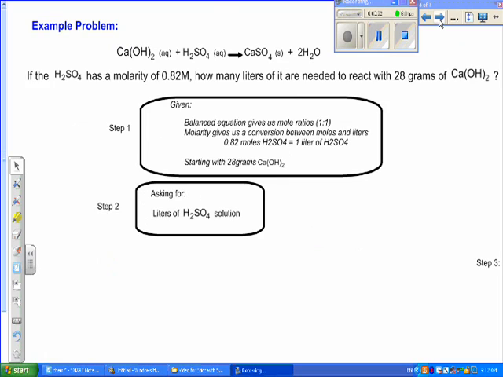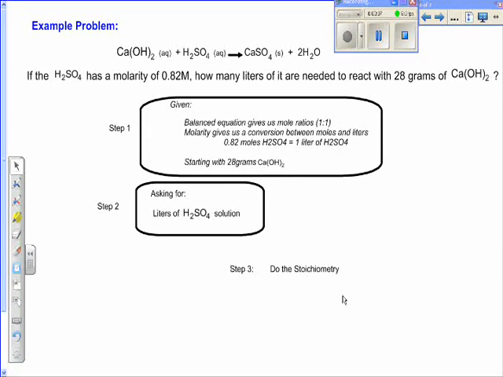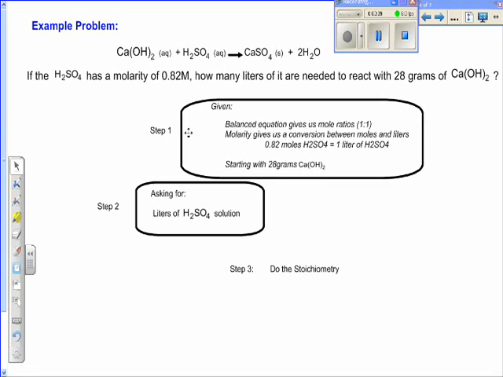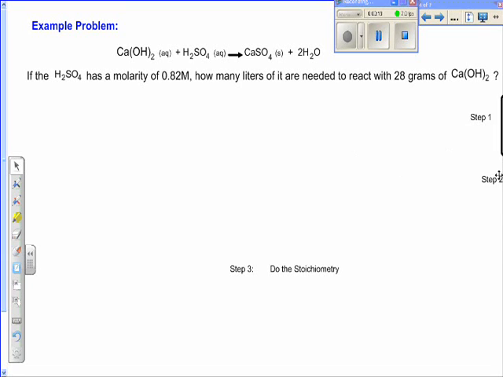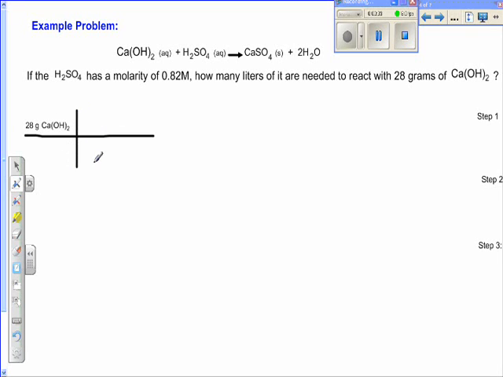Now when we go back to the question, basically the third step is do the stoichiometry. So I'm going to move these out of the way to have a little bit more room. And so remember, we're starting with 28 grams of calcium hydroxide. Now I'm used to doing stoichiometry using the technique called a T-chart, or some people call it an H-chart. So that's the method I'm going to use. Which we start with this converting T.